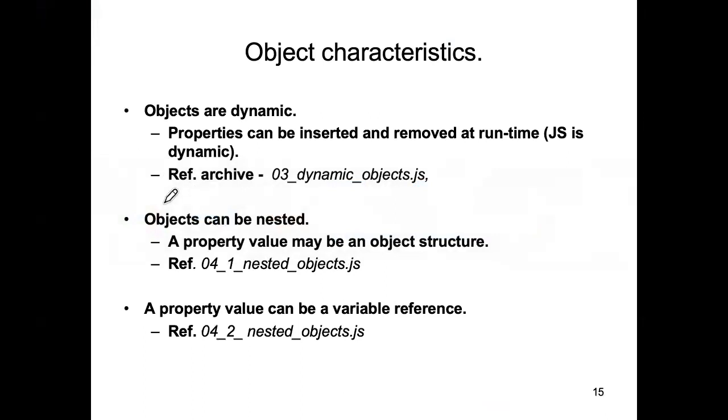The next thing we're told is that objects can be nested, and this is where it starts getting interesting, as in you can have values that themselves are objects within an object. A property value may be an object structure itself, and we're told to look at 041.